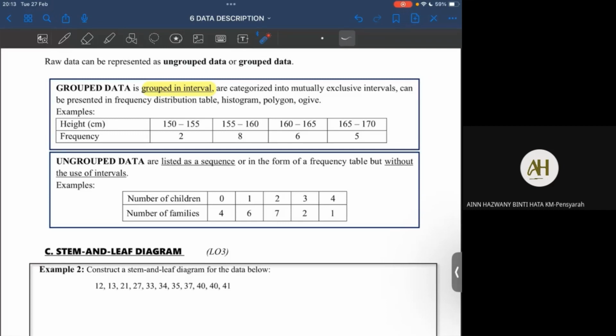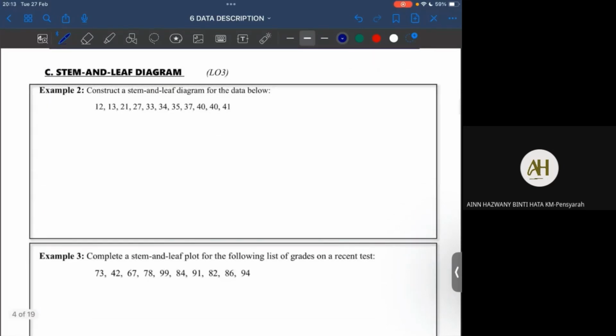So itu group data. So how about ungroup data, dia listed as sequence. Okay, contoh dekat sini, number of children dengan number of families. Okay, dalam satu family tu ada berapa banyak children, ataupun kita boleh representkan ungroup data ni macam ni. Okay, contoh number of children. Ada 4 families yang anak dia kosong. So 1, 2, 3, 4. Okay, ada 6 families yang ada satu anak. 1, 1, 1, 1, 1, 1. Dan seterusnya. 2, 2 dan seterusnya lah. Okay, so this is one way untuk kita tulis kita punya ungroup data. Okay, so let's see stem and leaf diagram. Stem and leaf diagram ialah untuk ungroup data.